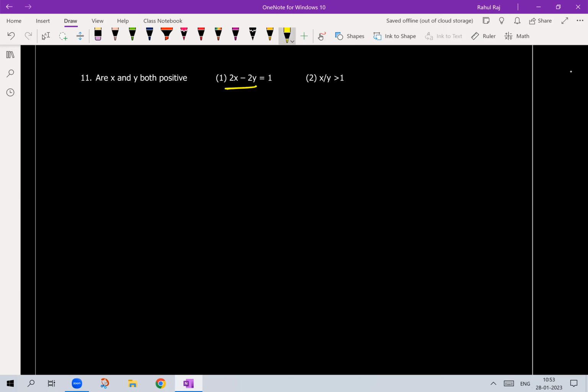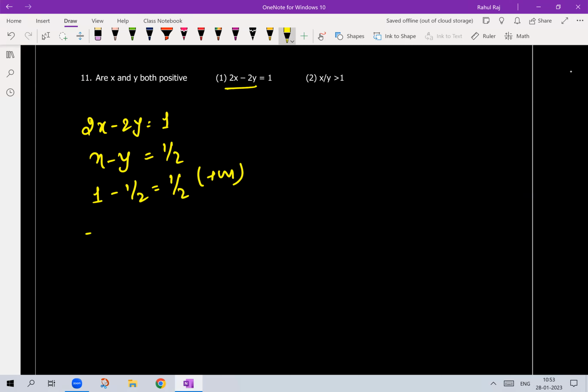Option number 1 says 2X minus 2Y is equal to 1. So it means X minus Y is equal to half. Let's say X is equal to 1, Y is equal to half. I'll get half, X and Y both positive. If I take X as minus half, Y as minus 1, I'll still get half. X and Y both negative. So straight away not sufficient.